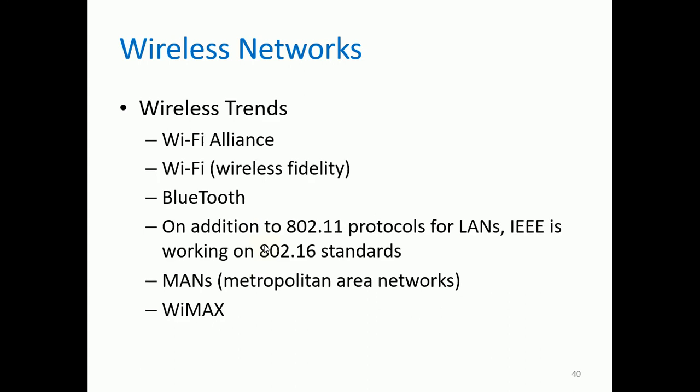For wireless trends, we have the Wi-Fi Alliance. Wi-Fi means wireless fidelity. It is already the norm now, but Wi-Fi just means wireless fidelity. Unlike wired connections, which are more stable, wireless fidelity does not really ring true for the characteristics of wireless networks. Why? Wireless networks depend on whether there are obstructions or obstacles affecting the transmitted signal. For example, in an open space, your wireless network has a 100% signal.